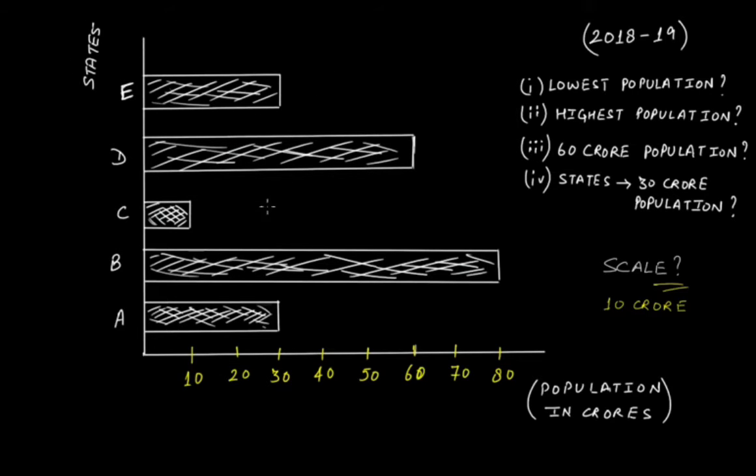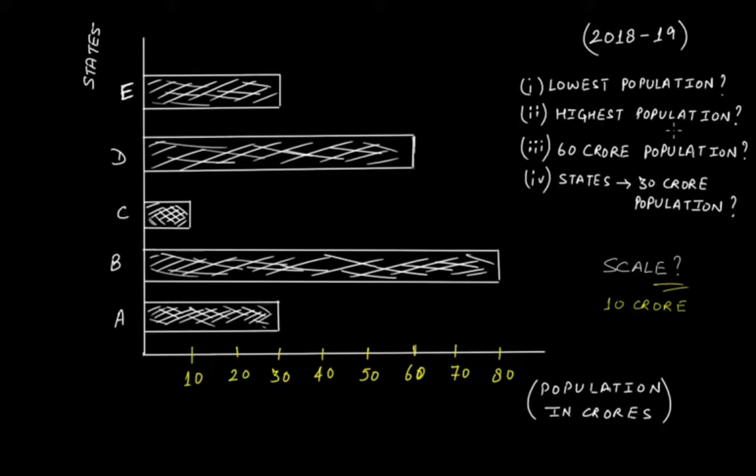So check the graph for the lowest height, the minimum height, which extends to a minimum length. Which has the minimum length? This bar has the minimum length, and what's the value? 10 crores. So the lowest population is also state C, and the population is 10 crore.